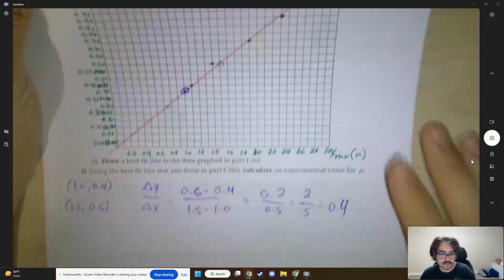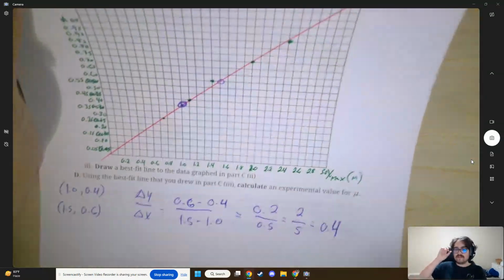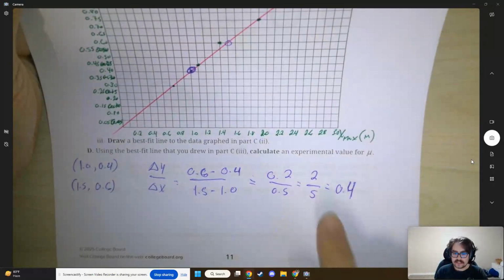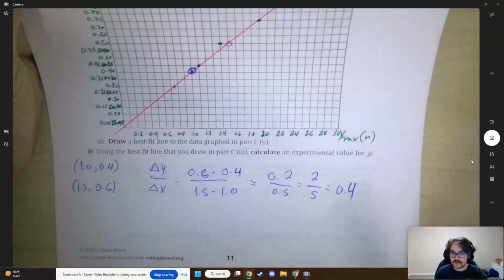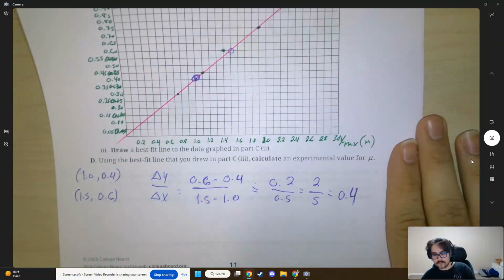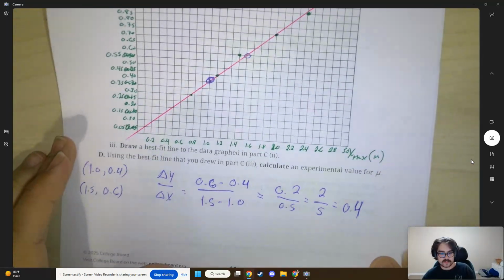And I don't know if that's the right answer or not because they haven't released the scoring guidelines yet, but I can at least tell this is reasonable because it's less than 1, right? It's less than 1, so it's reasonable. Okay, that's all it is. That's all you have to do for that part.